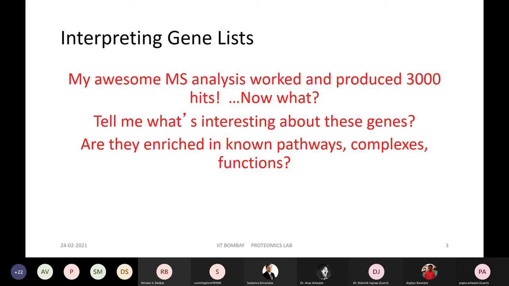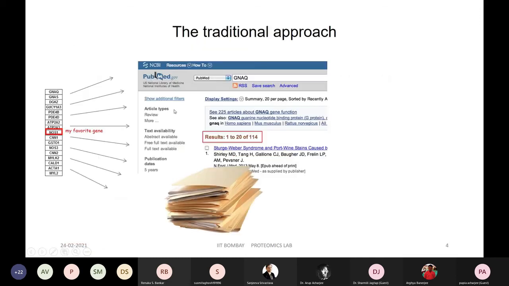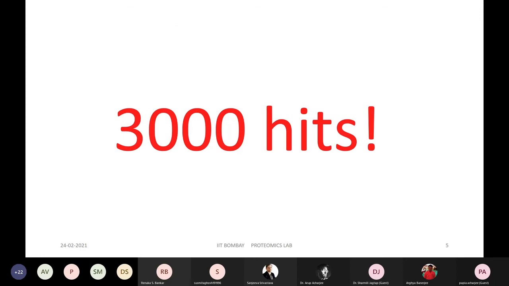So we use a term called pathway enrichment studies. A traditional approach would be to take up a favorite gene, use it in PubMed and see how many papers are published, and then you try to make sense of the data. But suppose you have 3,000 hits. You would spend an entire year just to understand your data. And science moves pretty fast. We cannot use those techniques. So traditional approaches are not viable.